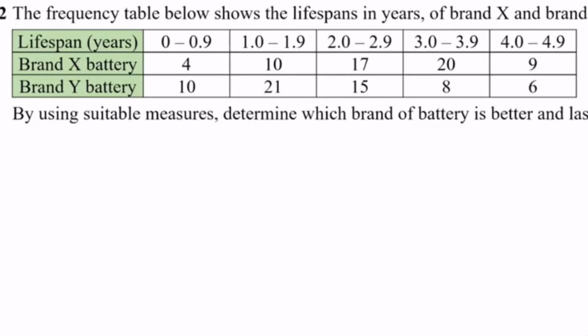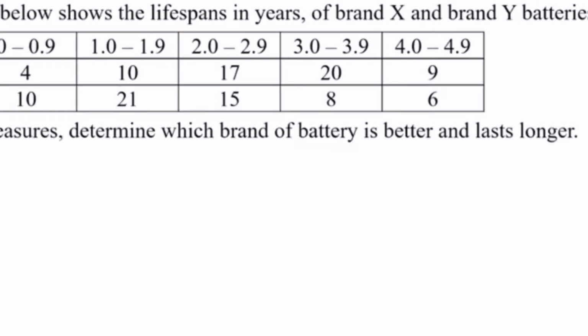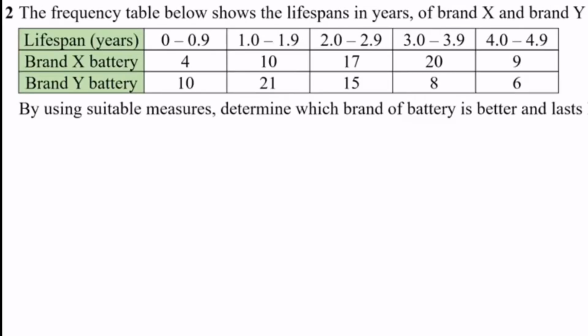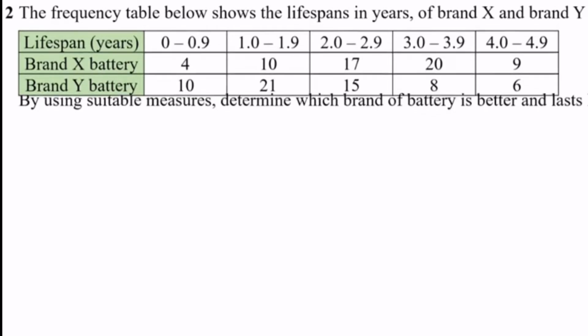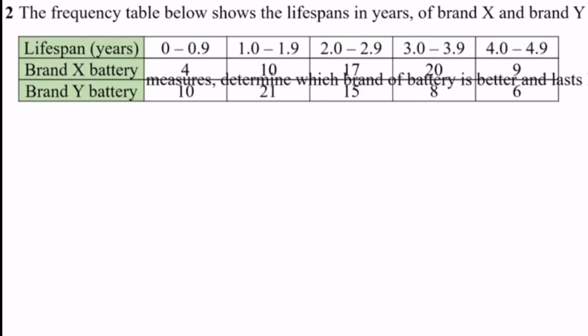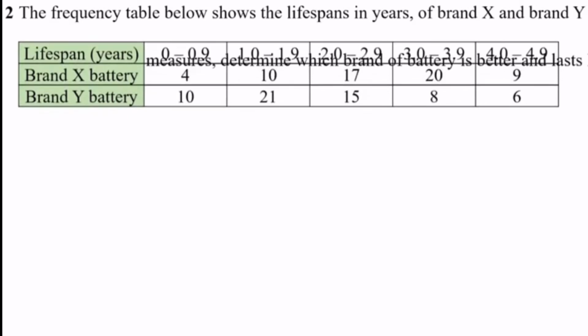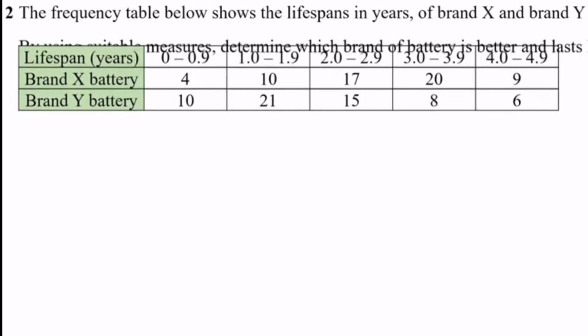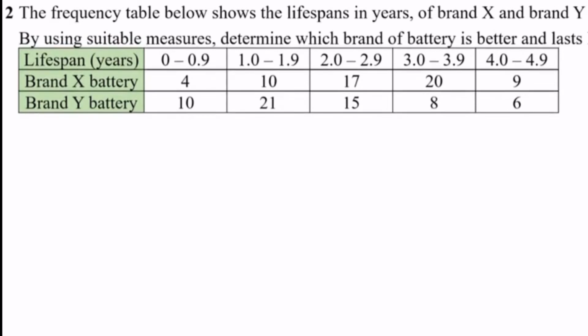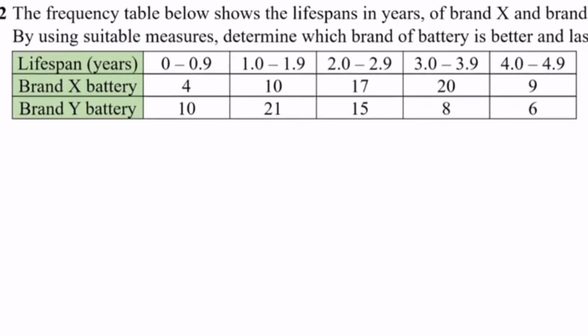Compare the frequency given in the table by using suitable measures. Determine which brand of battery is better and lasts longer. So we are going to use the brand X battery and brand Y battery. We will find the mean and standard deviation. That is called measures. Measures means we use a mean and we will use the standard deviation.